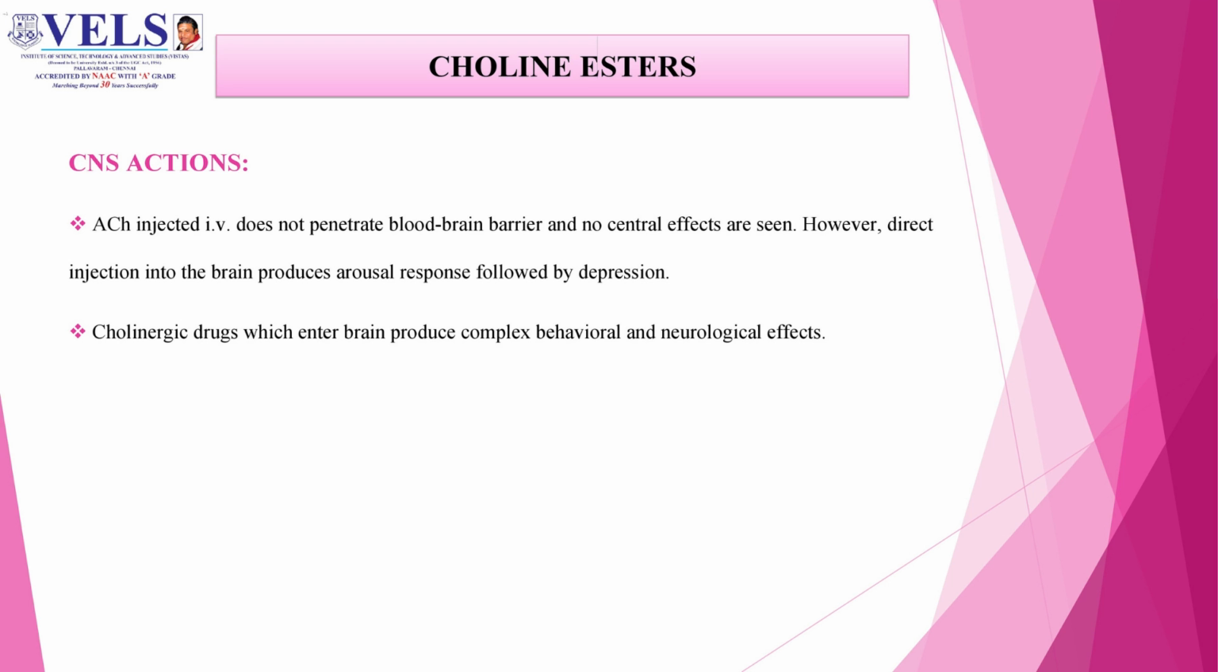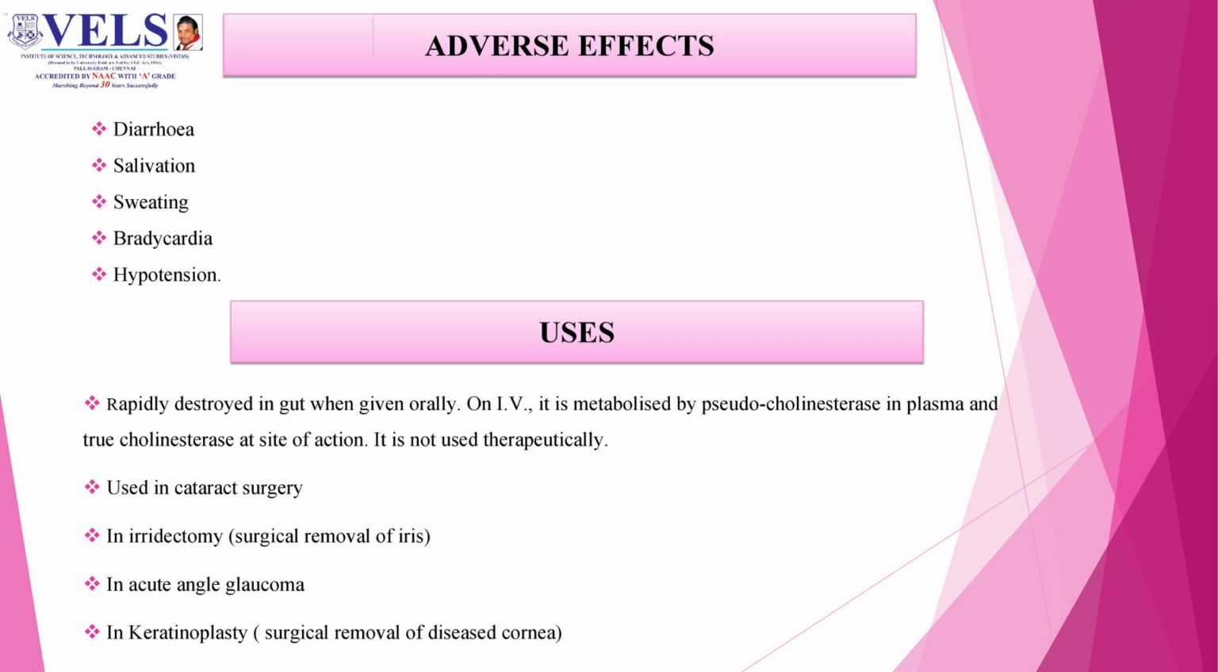Now we will move on to the adverse effects. It includes diarrhea, salivation, sweating, bradycardia, hypotension. Uses: it is rapidly destroyed in the gut when given orally. When given through the intravenous route, it is metabolized by the pseudocholinesterase in the plasma and true cholinesterase at the site of action, and it is not used therapeutically.